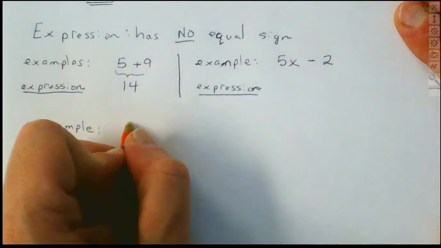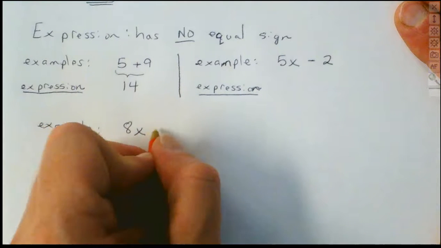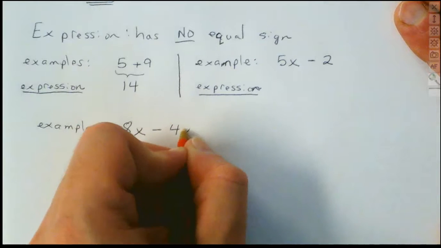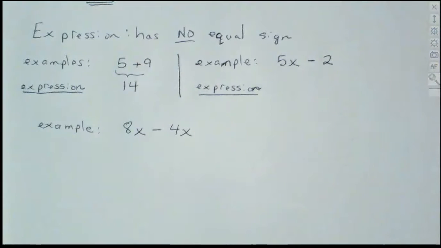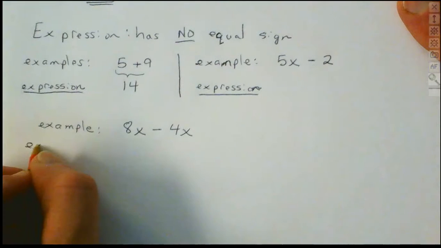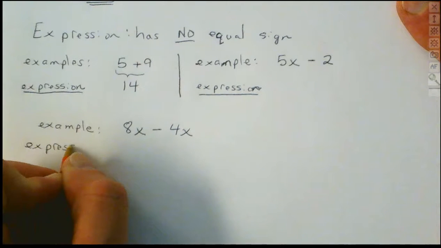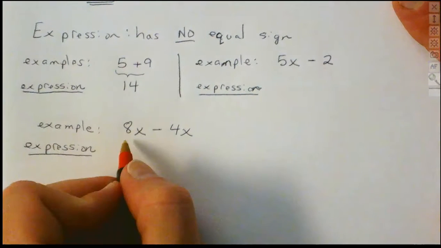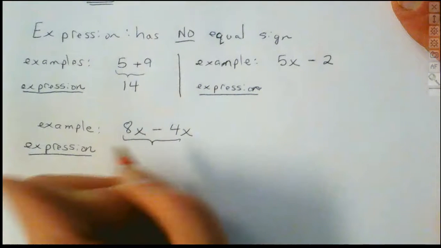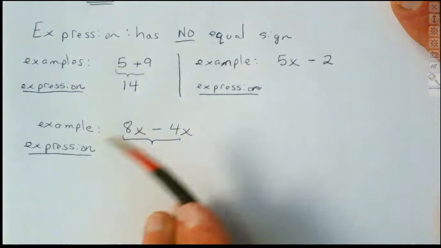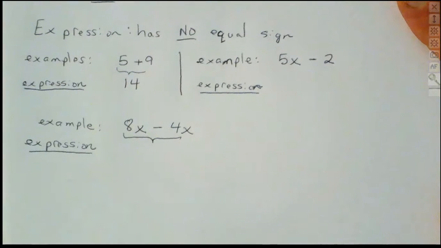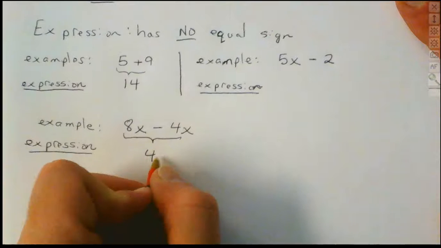Here's another example. How about 8x minus 4x? Okay, so 8x minus 4x. Again, this is an expression. Right? And what can we do? Well, these are the same, right? These both have the variable x. Since they both have the variable x, we can put them together. And 8 minus 4 is a 4x.